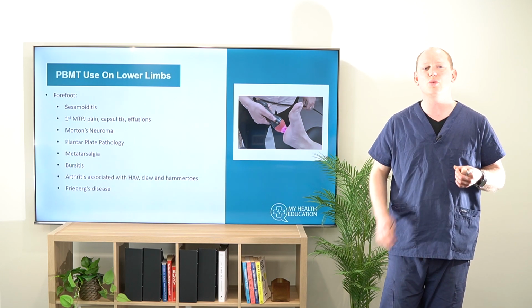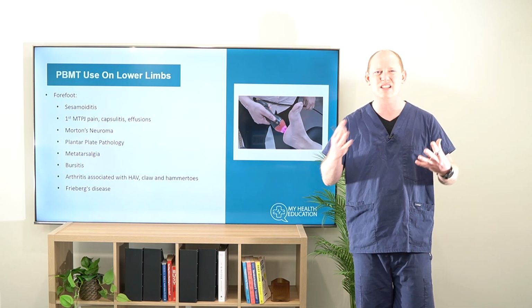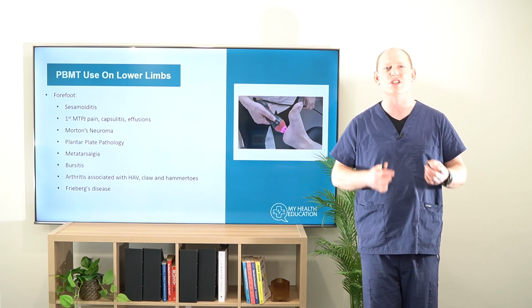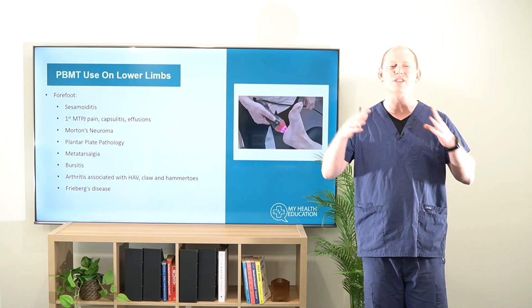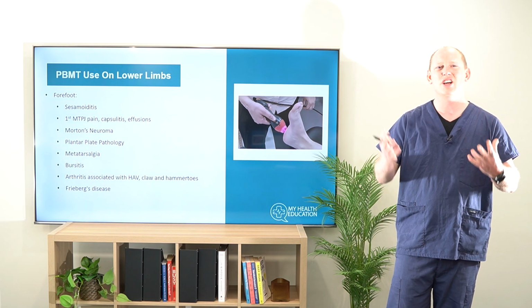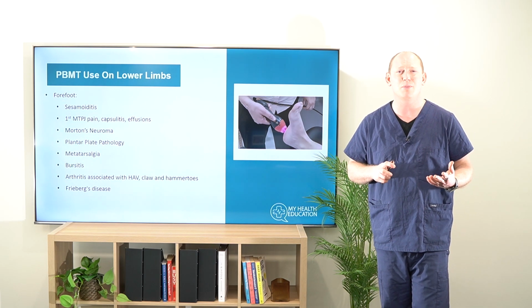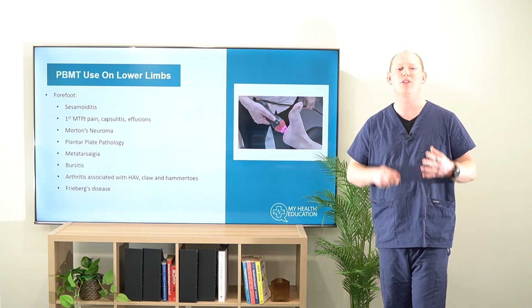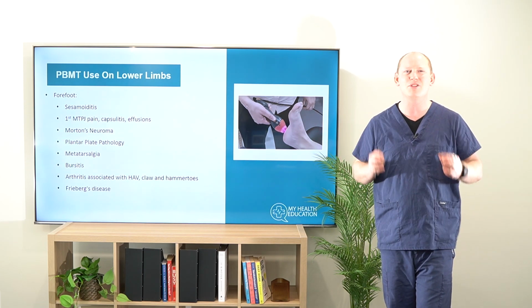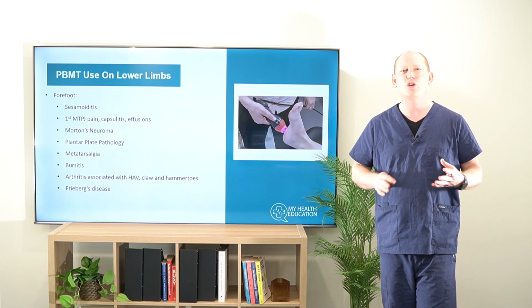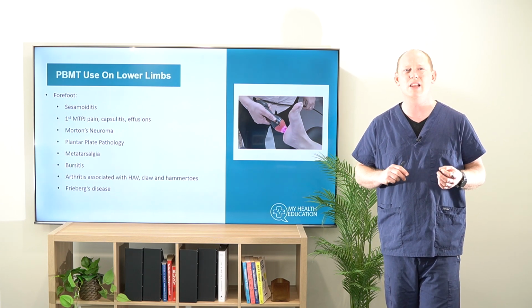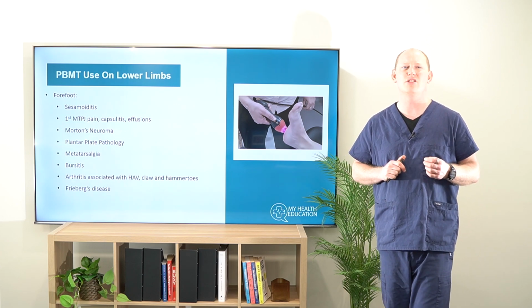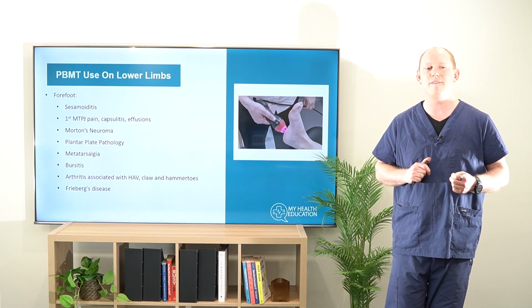But when we start looking towards the forefoot, we start thinking sesamoiditis and that first MTPJ pain, the capsulitis, the effusions, start moving a bit more lateral and start talking about our Morton's neuromas and whether we want to reduce some of the inflammation around that and decrease the pain. Of course we do. Our plantar plate pathologies, our metatarsalgia, which encompasses a lot of what's happening there, but it is good as a therapy because even without a clear diagnosis, we can make sure that we're on the right track and ensuring that our patients are going to decrease pain and get better faster.